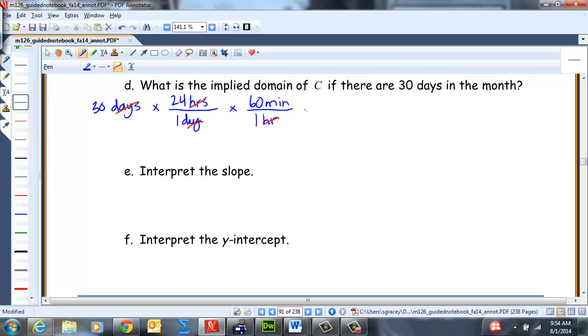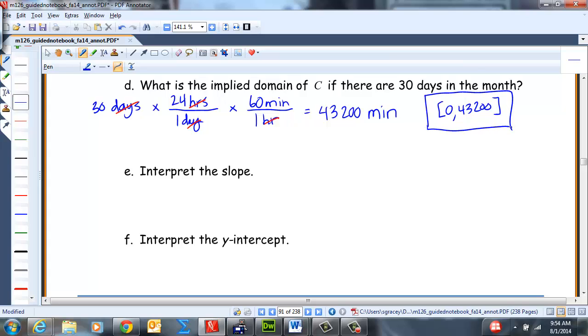So that would be equal to 43,200 minutes are in 30 days. It seems like an awful lot, right? But I guess that's fine. Okay, so the implied domain of C would go from 0 to 43,200 inclusive is the domain for C.